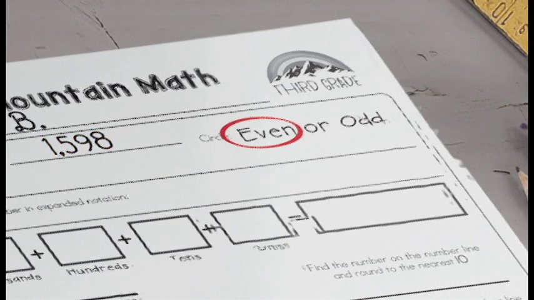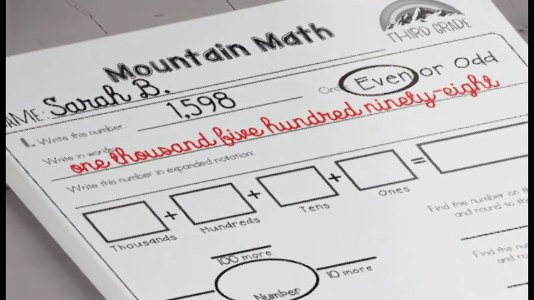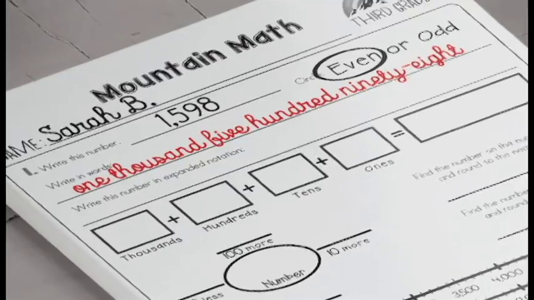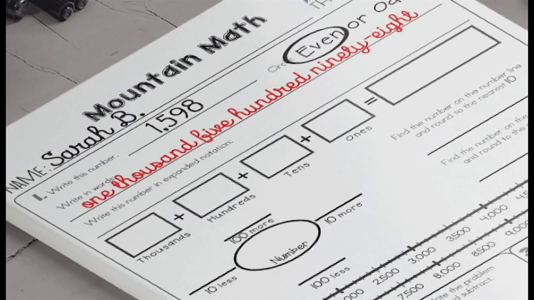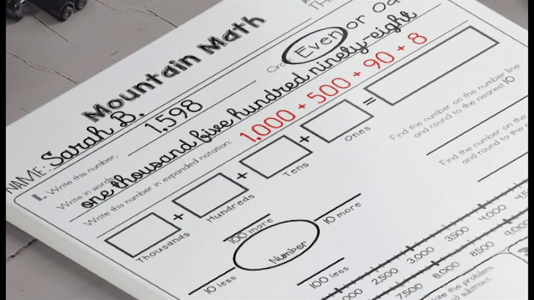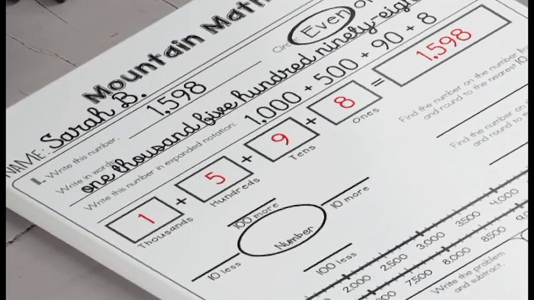After I've circled even, I move on to the next part, which is write this number in words. 1,598. Next is write in expanded notation. 1,598 in expanded notation is 1,000 plus 500 plus 90 plus 8. Now, let's show the place value. There's 1 1,000, 5 100s, 9 10s, and 8 ones.